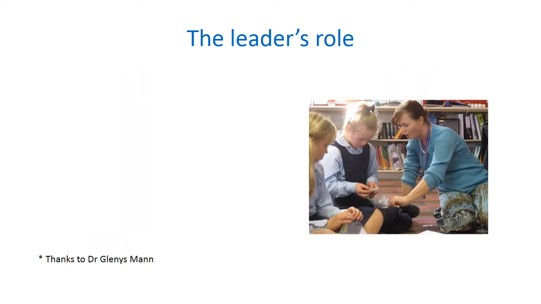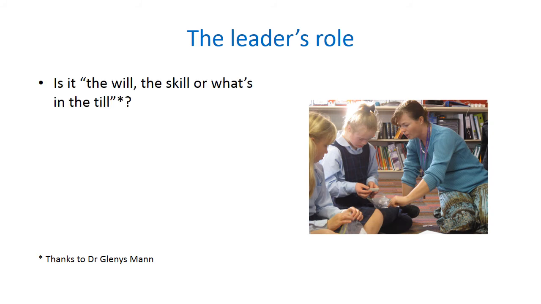In terms of the leader's role in all of this, and some of you are in leadership positions, my colleague Glenys Mann once coined it: is it the will, the skill, or what's in the till? Is it about the will to do inclusive practice? Is it having the skill to be able to do it? Or is it about the money and the resources? It would seem from research about leadership, it's not about what's in the till.